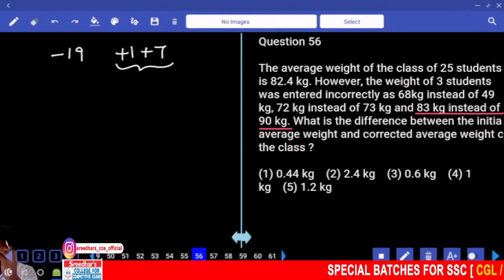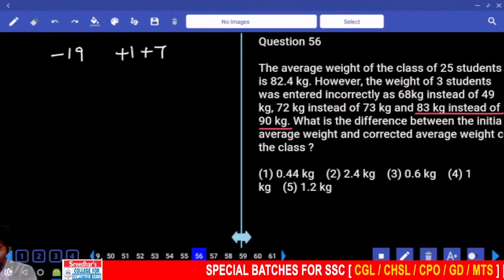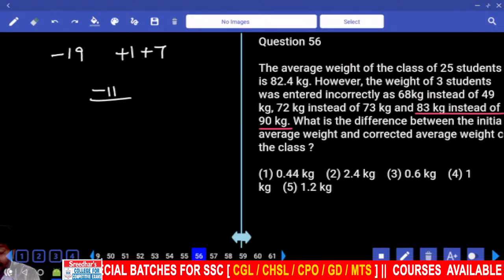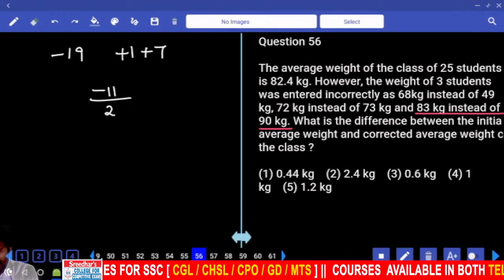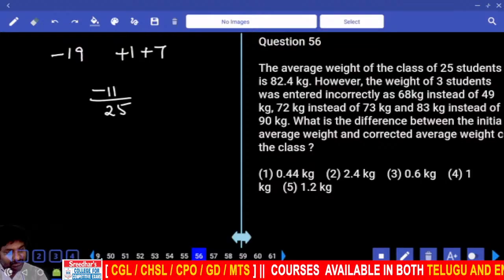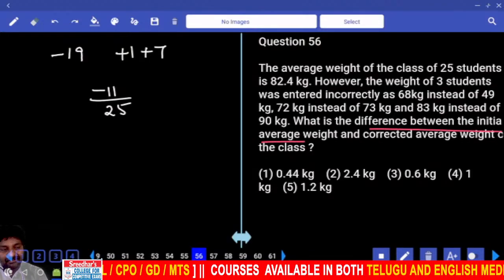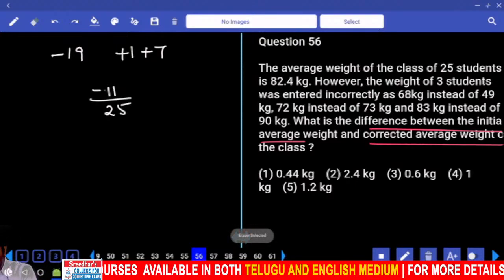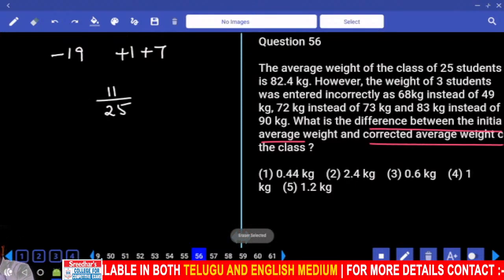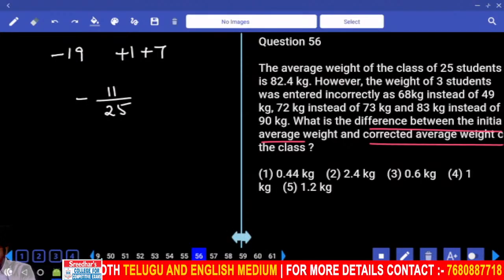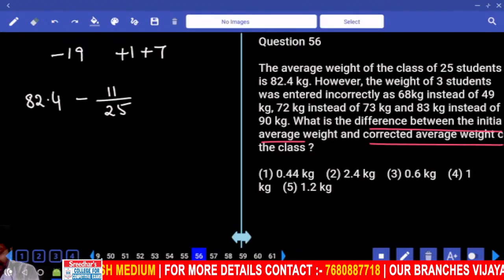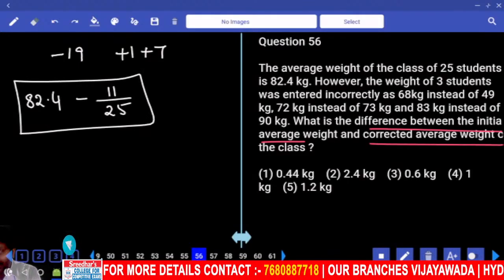Total, how many we need to add? 8. How much we need to subtract? 19. Overall, minus 11 or plus 11? This minus 11 should be adjusted among how many people? 25 people. Okay. What is the difference between the initial average weight and the corrected average weight? If you want to calculate corrected average weight, you know that this is a negative number. This must be subtracted from the original average, which was 82.4. If you calculate this, this will be your corrected average.